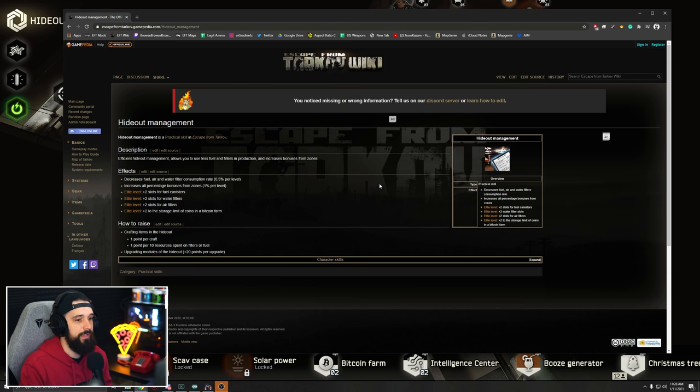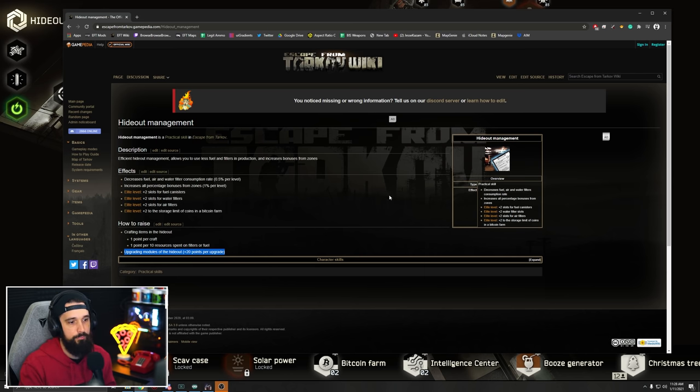Now you increase this skill by crafting items in the hideout. You get a skill point per craft, or per 10 resources spent on filters or fuel. So when you've got a water collector or a bunch of fuel in your generator, you're passively leveling it as well. And then you get a lot of these points in the beginning by upgrading modules in the hideout. You get 20 points per upgrade.